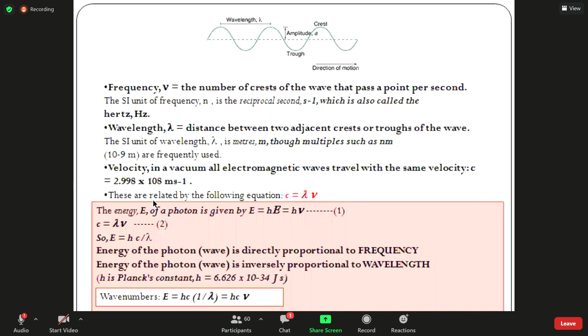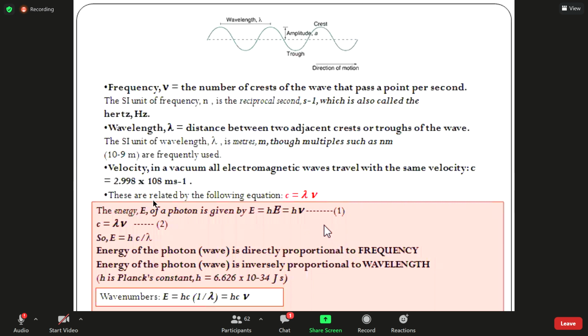And what is the value of Planck's constant? It is 6.6 into 10 to the power minus 34. And what is the unit of Planck's constant? Joule second. Joule second, right. So the value of h is 6.626 into 10 to the power minus 34 Joule second.